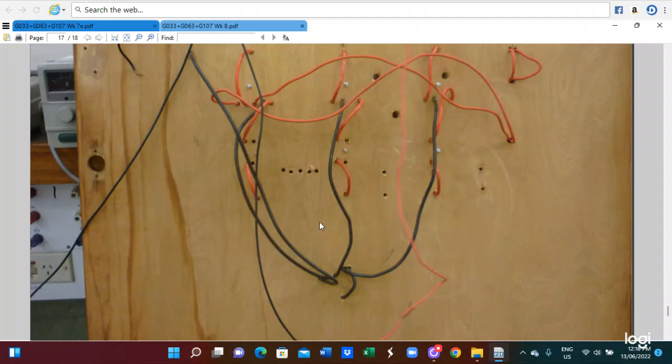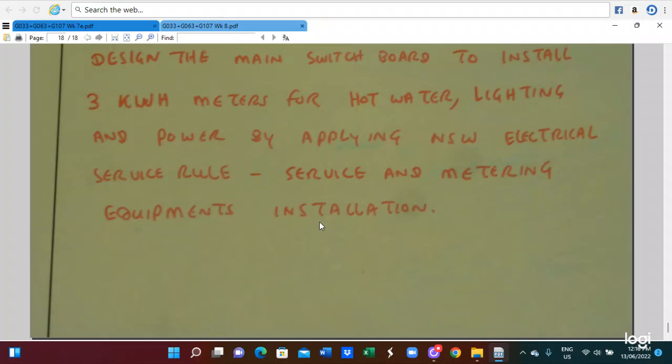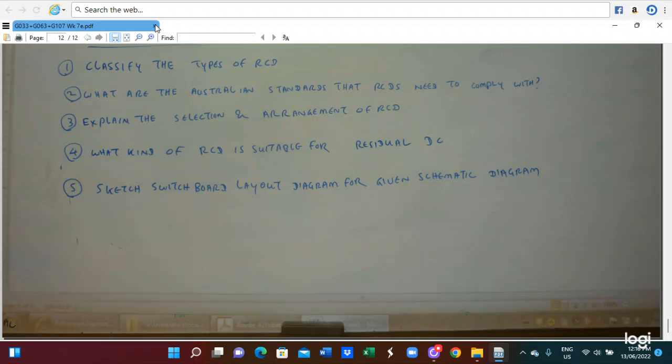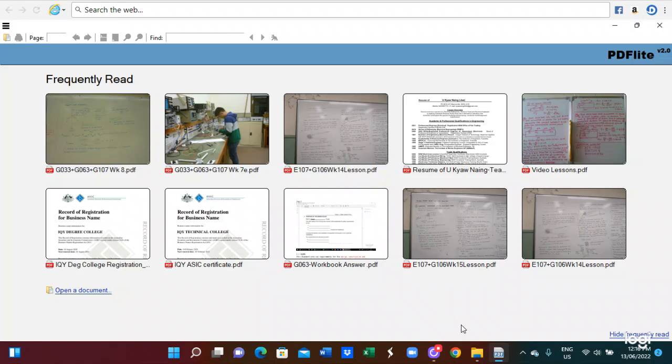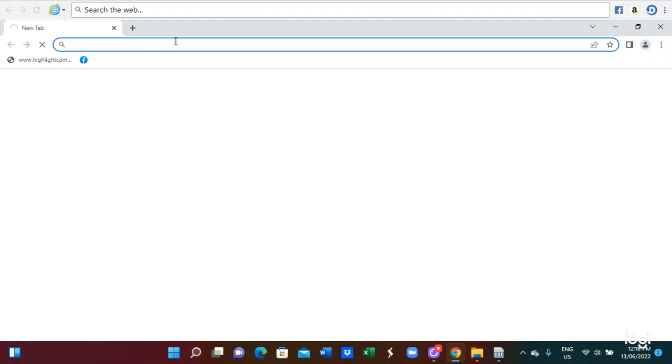In today's lesson I explain to you about the metering devices and using the New South Wales electrical service rules, and also the protection device arrangement. In the meantime, we also have to do the electrical trade too.